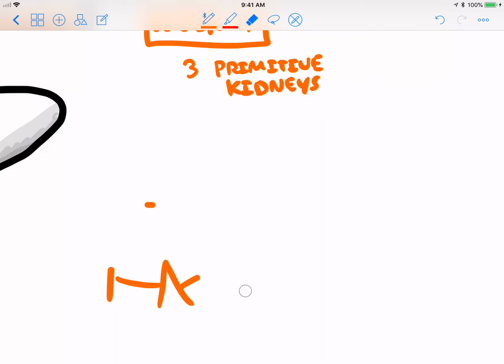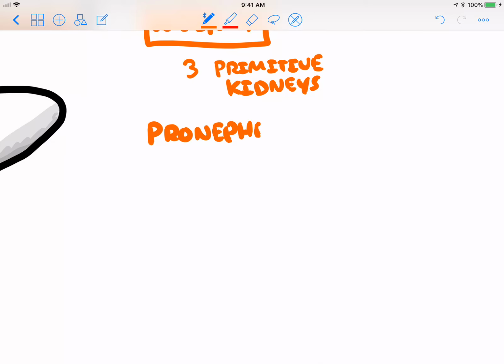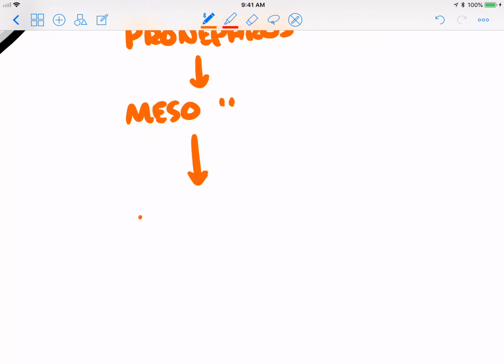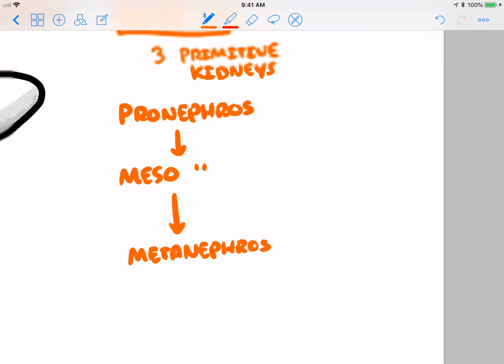So it is happening in a cranial to caudal fashion, and at the top, in the cranial most aspect, we have first the pronephros. And then after the pronephros comes the mesonephros. And then after the mesonephros comes the metanephros. So what does all this mean? Great question.